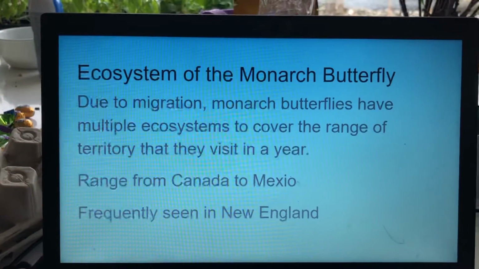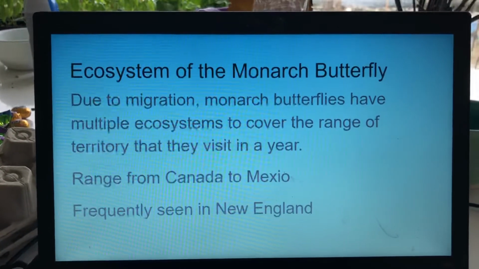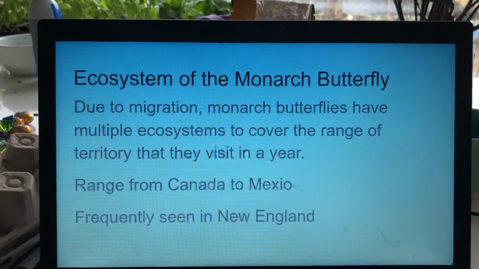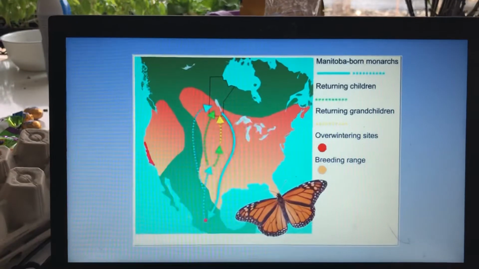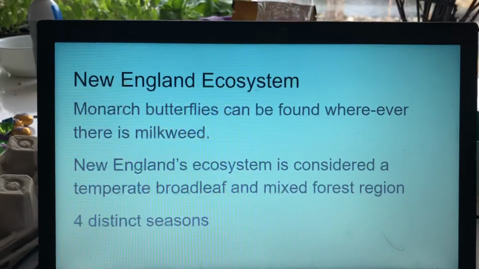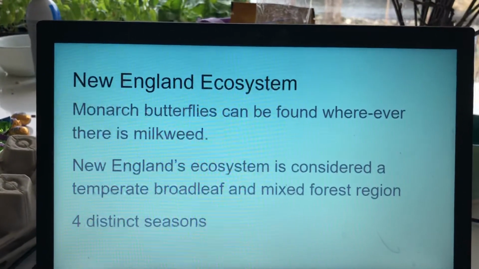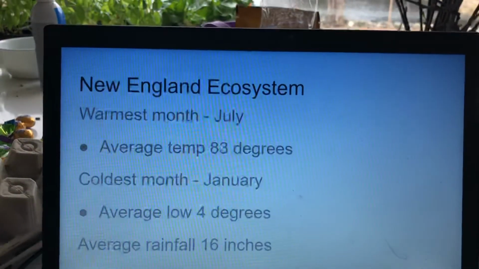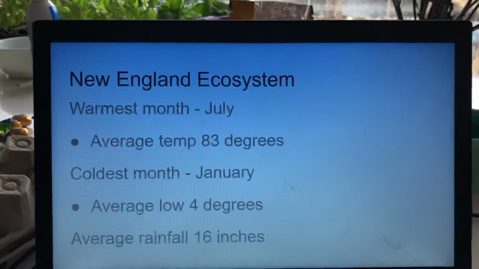So now I got into ecosystems. Monarchs have a lot in terms of ecosystem because they live up here by us, but they migrate all up and down and spend the winter in Mexico. Here's a bit about where they're coming from. And then I talked about the ecosystem itself, that we are considered a temperate broadleaf and mixed forest region with 4 distinct seasons. And just a bit about our averages here in New England.